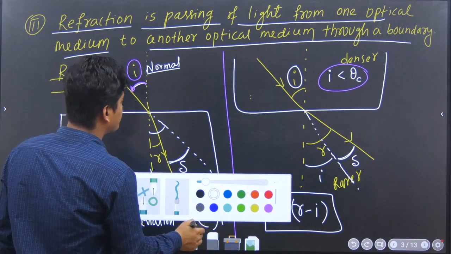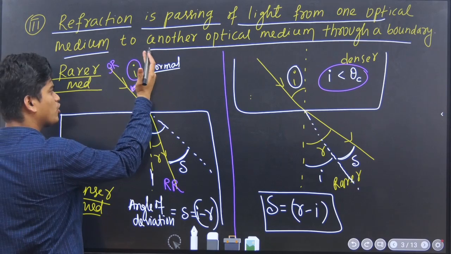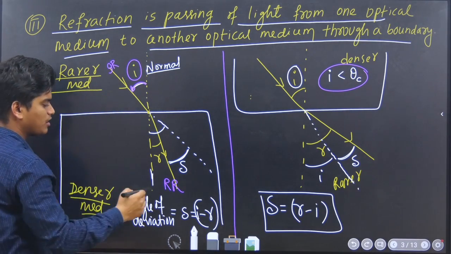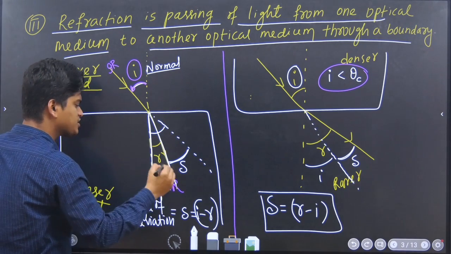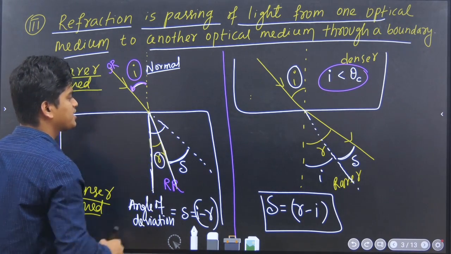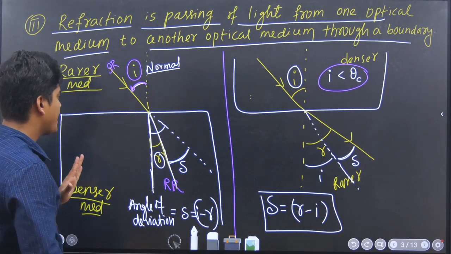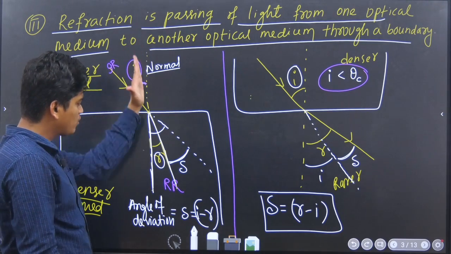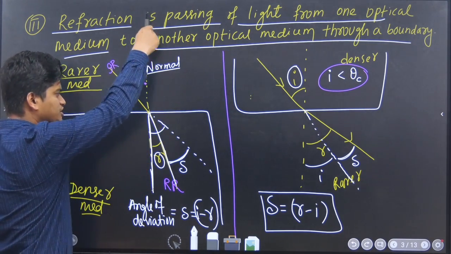So always remember what this I is. I is the angle from the normal to the incident ray: how much angle the incident ray is making with the normal. Similarly, this is the normal, and how much angle the refracted ray is making with the normal, that is R. So this idea should always be clear in your mind. And if you are talking about normal incidence, then the ray comes perpendicular to the surface, and that time I will become 0, which means it is along the normal.